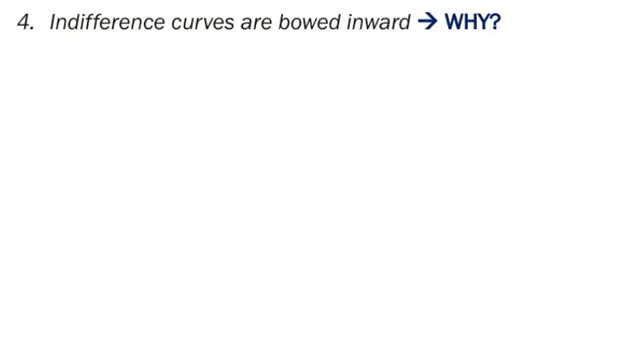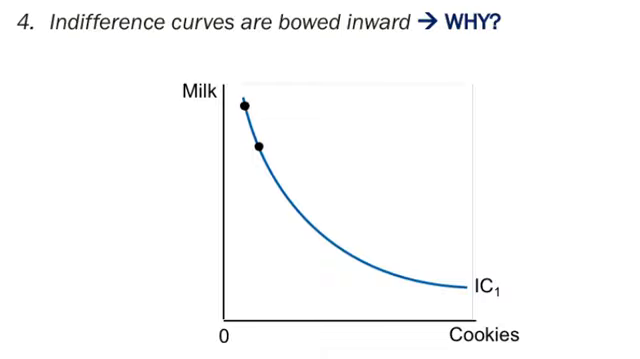Okay, last property of indifference curves is that indifference curves are bowed inward. To explain why this is true, let's consider the very top portion of the indifference curve. Suppose we have on the axes milk and cookies. Okay, the two coordinates that I have are two coordinates that individuals are indifferent between. So if you start at the very top coordinate, that means that they have gobs and gobs and gobs of milk, but barely any cookies. If you're in a situation like that, you kind of want some cookies.